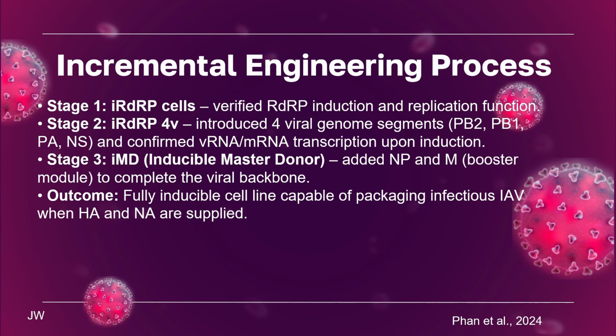In stage 3, we introduced the booster module, encoding NP and M, to generate the final IMD line. When HA and NA were later supplied by plasmid transfection, these cells assembled and released infectious influenza A particles. Validating each stage independently ensured integration, inheritance, and inducible control were maintained throughout the build, ultimately producing a fully programmable virus production platform.